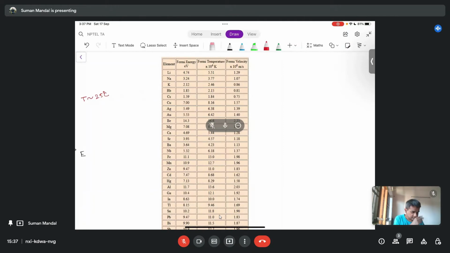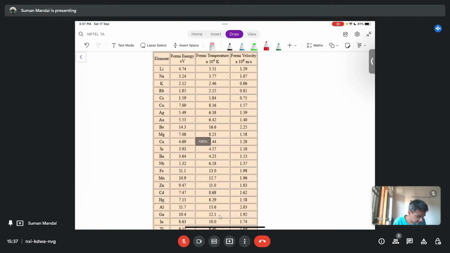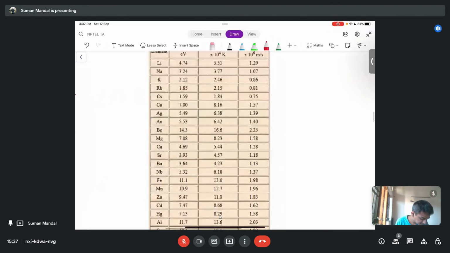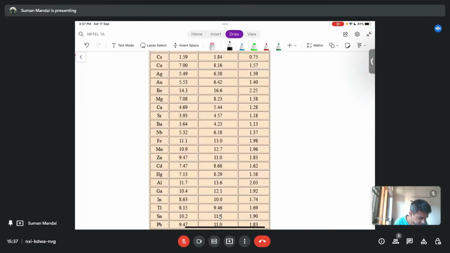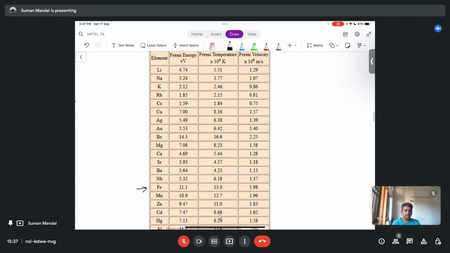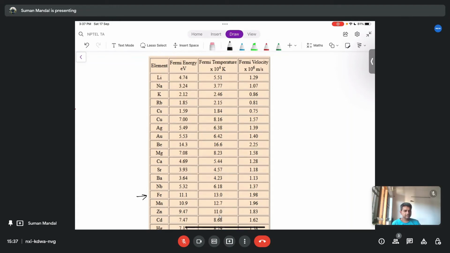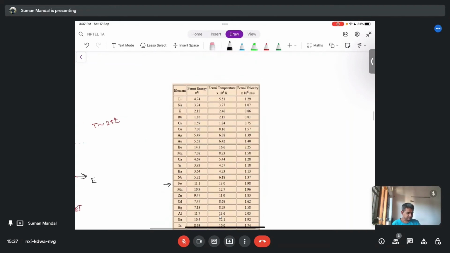If you see here, you can see the Fermi energy for the case of iron. Where is iron? 11.1. You see, it's much larger than KBT at room temperature. And for almost all the metals, it is much higher than at room temperature.